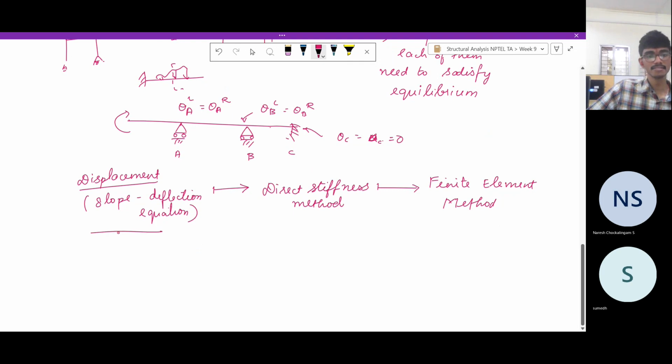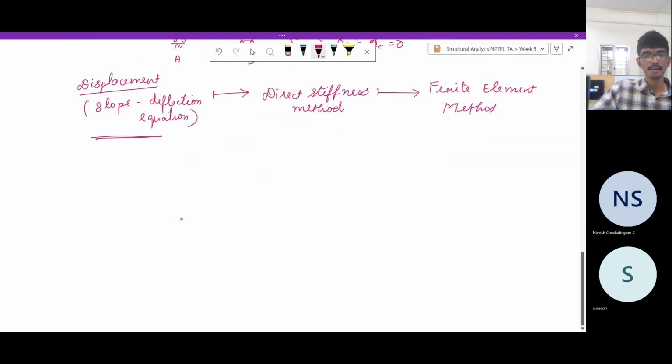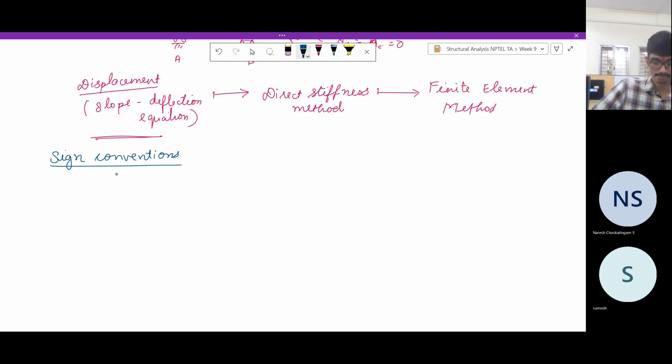So this forms the basis for all the advanced analysis techniques that we use today, both in industry and in research. So let's quickly look at the steps for this slope deflection method. Before we get to that, there are certain sign conventions that are important, as with any method that we have done so far. So sign conventions are as follows.